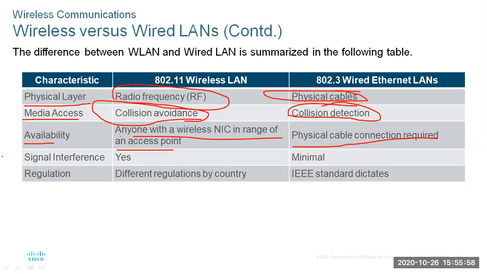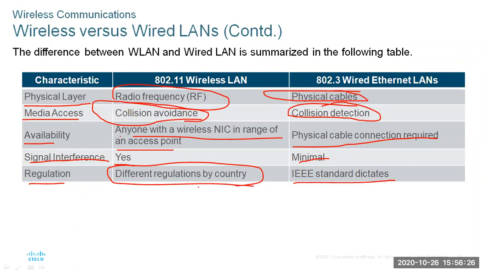Now, signal interference exists in wireless, while it's very minimal in cable. And then regulations: there are different regulations depending on the country you are in. In the US, it's a different regulation. In Nigeria, it's different. In Europe, different. But in cable, they just work with IEEE standards.